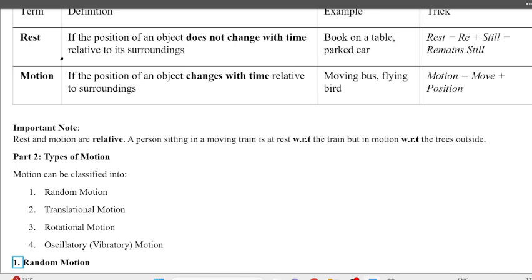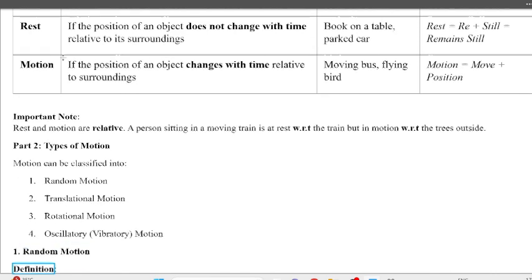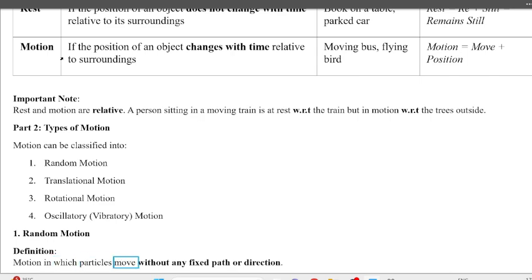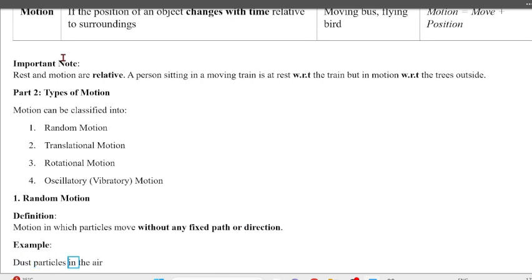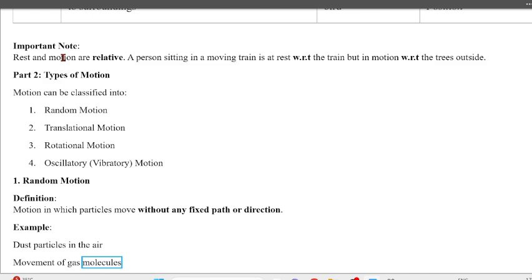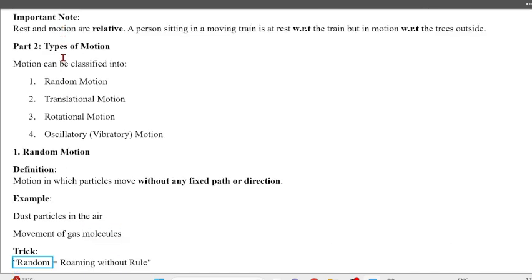1. Random motion. Definition: motion in which particles move without any fixed path or direction. Example: dust particles in the air. Movement of gas molecules. Trick: random is equal to roaming without rule.